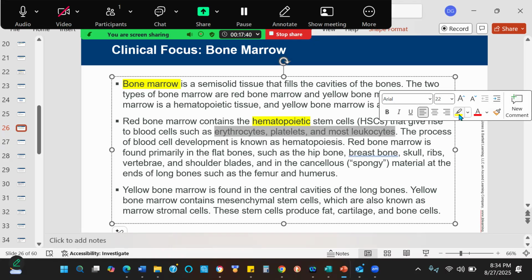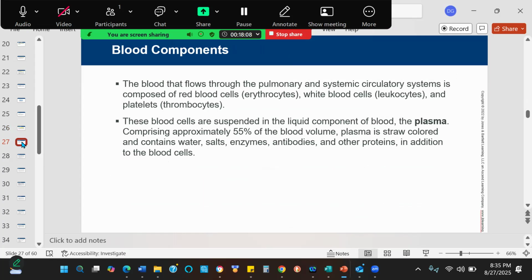It's called hematopoiesis, making blood. That's about all you need to know about that, I think. Yellow bone marrow is found in the central cavities of long bones, and this contains mesenchymal stem cells, mesenchymal stromal cells, and they produce things like fat, cartilage, and bone. So red bone marrow and yellow bone marrow, both very important for human health.